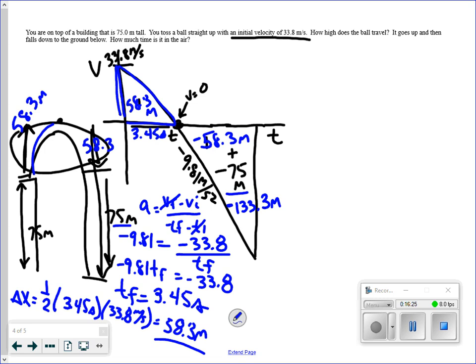How much time is it in the air? All right, so we know how much time it takes to go up. Now, I could argue that it's going to take 3.45 seconds to get here, and then I could figure out the time to go down. And you would not be wrong if you argued that. But I'm going to tell you, your math is going to be difficult. There is an easier way to do it.